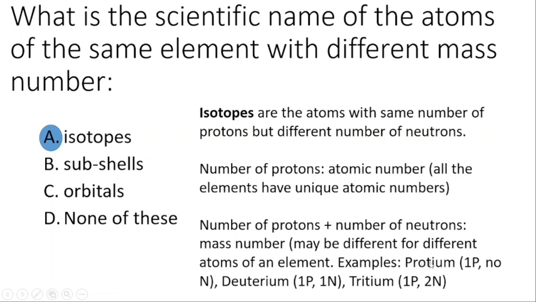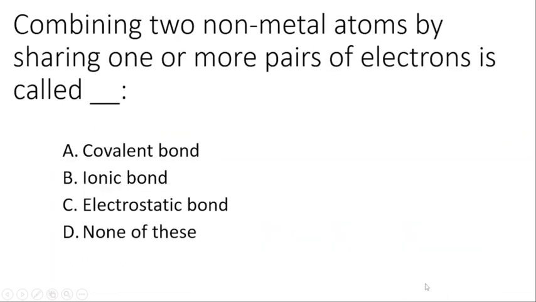So we can see that hydrogen, while having same atomic number, that is the number of protons, has in all these isotopes different mass numbers. So mass number of protium is 1, deuterium has a mass number of 2, and tritium has a mass number of 3. Combining two nonmetal atoms by sharing one or more pairs of electrons is called, the correct answer is covalent bond. We have got the example of these two nonmetals, hydrogen and carbon.